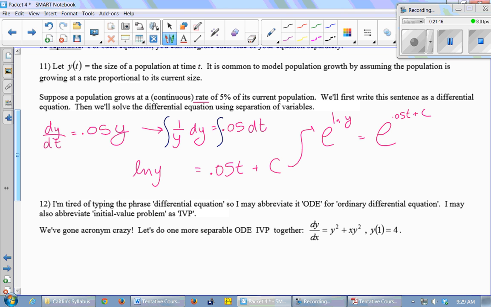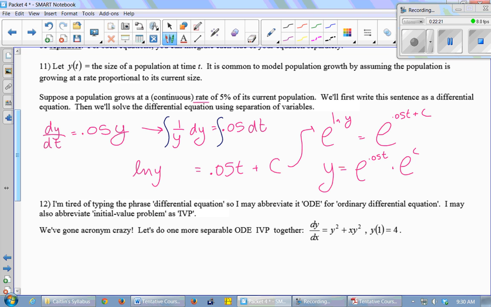Well, what is e to the ln of y? Y. That's the definition. That's why we raised e to both sides, because those two functions are inverses and they undo each other, so you just get y. I'm going to do some fancy magic here. We have e to the 0.05 t times e to the c. Is that true? Yeah, because when you have like bases, you add the exponents. So if you have added exponents, you could rewrite them as multiplying like bases.